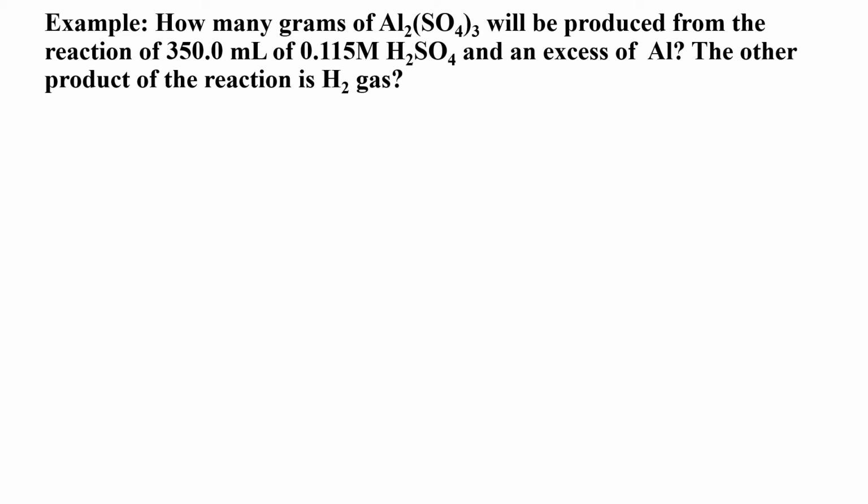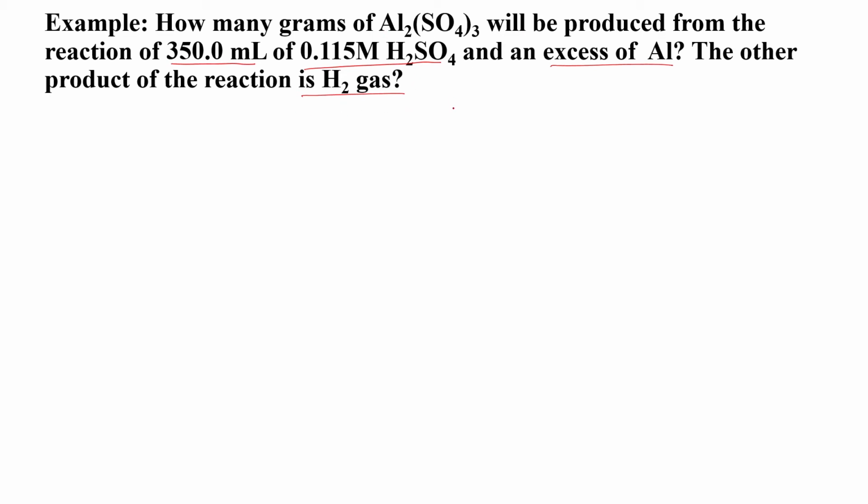In this problem, you have to find how many grams of aluminum sulfate will be produced from the reaction of 350 mL of 0.115 molar sulfuric acid and an excess of aluminum. The other product of the reaction is hydrogen gas. For all reaction stoichiometry problems, we start with the balanced equation. So let's write down the equation for this.